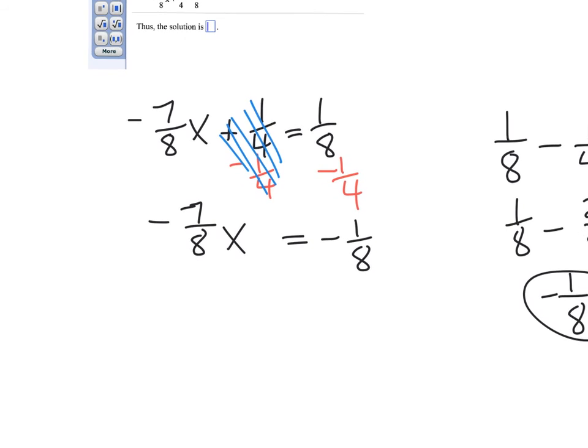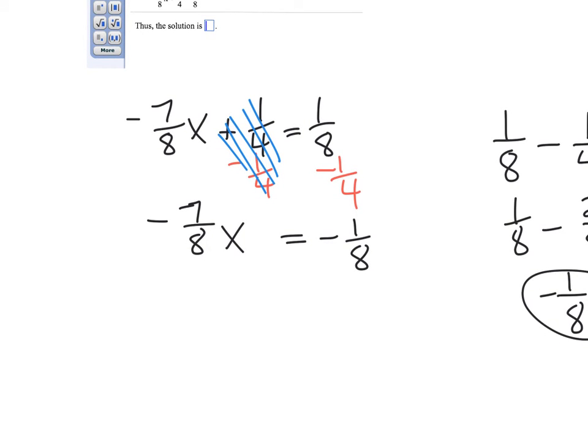All right, so now we have this guy. And now how are we going to get rid of that negative 7/8? Well, a couple of ways. One way we could use division. The other way is we can multiply by the reciprocal. I think I'm going to multiply by the reciprocal. So I'm going to multiply by a negative 8/7. And I'm going to do that on both sides because, of course, that's the rule.